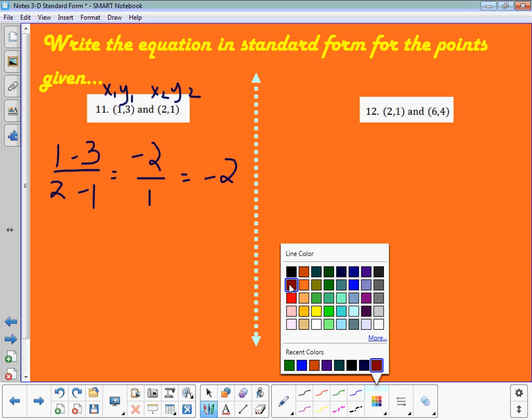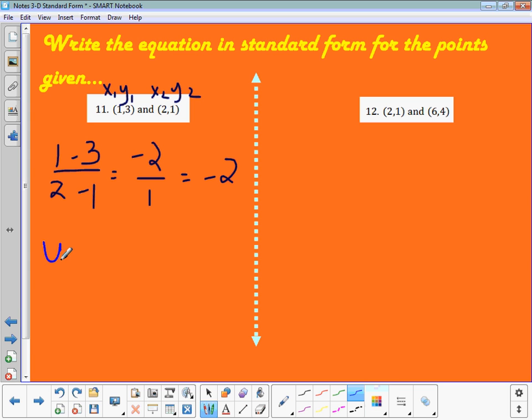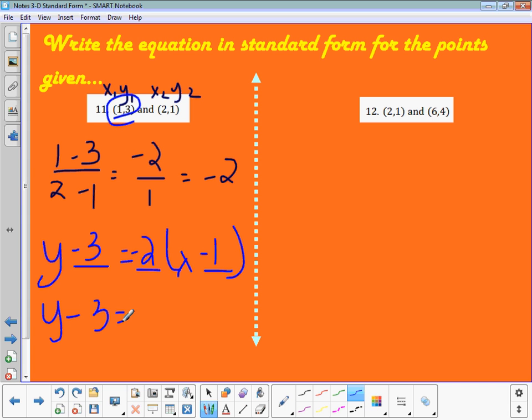So let's go ahead and put that into point-slope form. And I'm going to use that first point again. That's just usually my go-to. My slope goes here. The opposite of my y-coordinate is going to be minus 3. The opposite of my x-coordinate is going to be minus 1. So I have y minus 3 is equal to negative 2 times x minus 1.